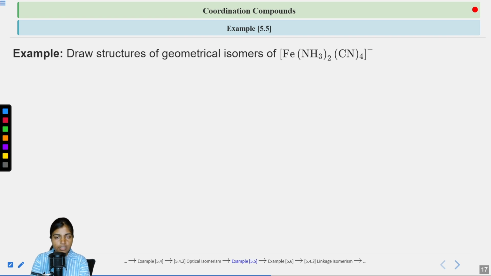Okay, let's solve example 5.5. The example is, draw the structures of geometrical isomers of the complex iron NH3 twice CN 4, whole negative. Okay, so this is the complex, this is the formula, and you have to draw the structure of this geometrical isomer. So try to solve this, then we will see the answer for this.